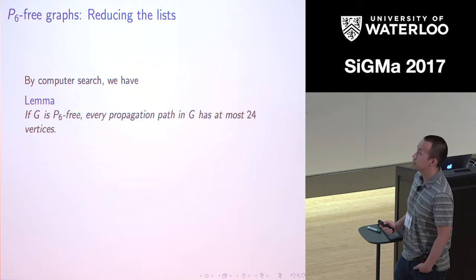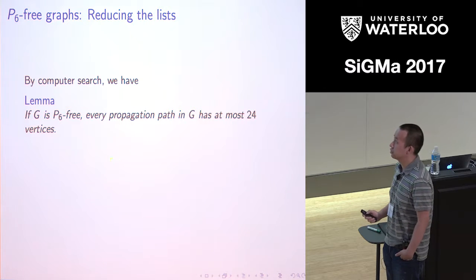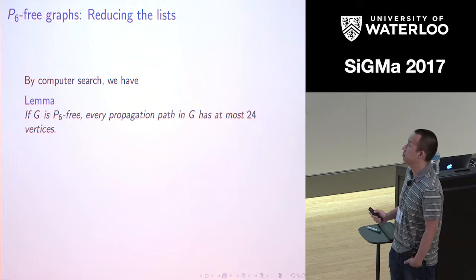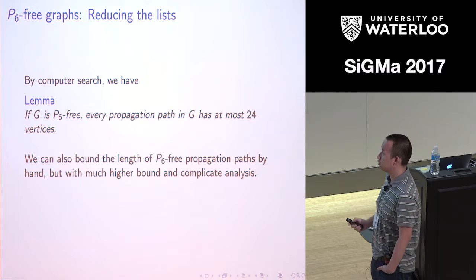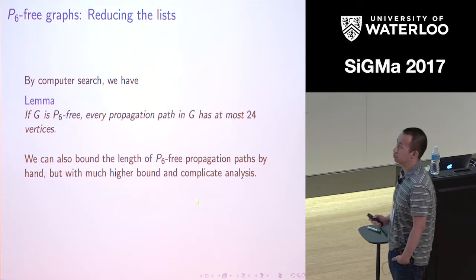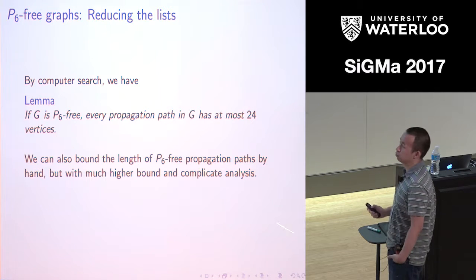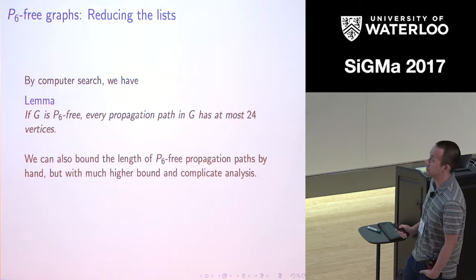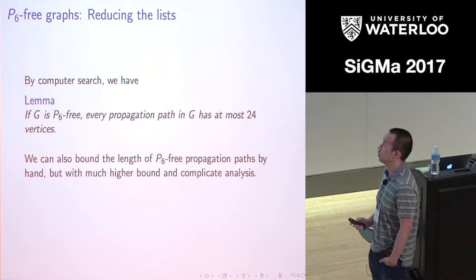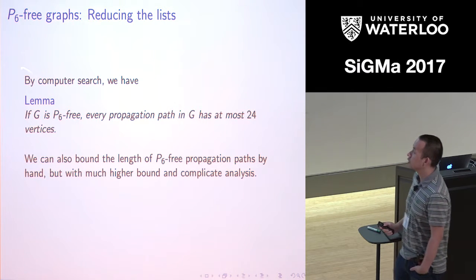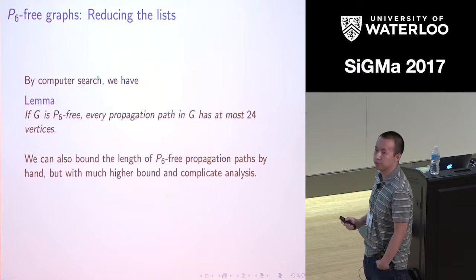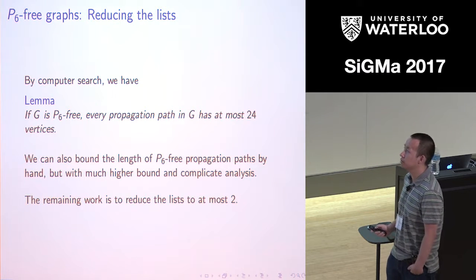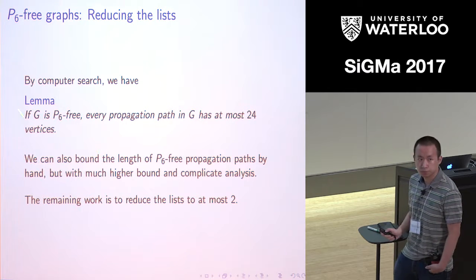Using computer search, we were able to find that if G is P6-free, the propagating path has at most 24 vertices. One remark is that this bound can also be achieved by hand, but we would give a much larger bound and the analysis is complicated, so I'm not going to describe that. So as we have this result, we could bound the list subtraction in which every list has size at most two. So the remaining case is to reduce the lists to at most two.